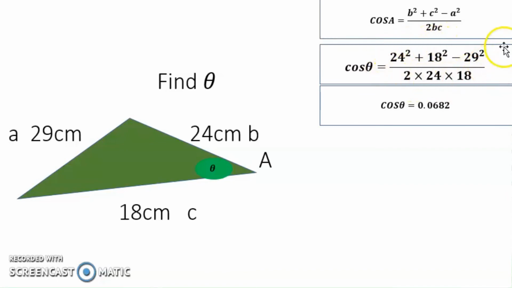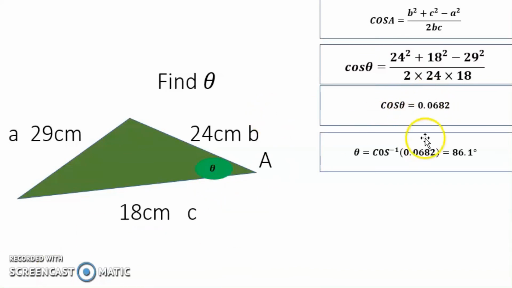The correct answer should be 0.0682. We are asked to find theta, not cos theta, so we find the cos inverse of this value. The answer is 86.1 degrees. If you have solved it correctly, the final answer you will get is 86.1 degrees.